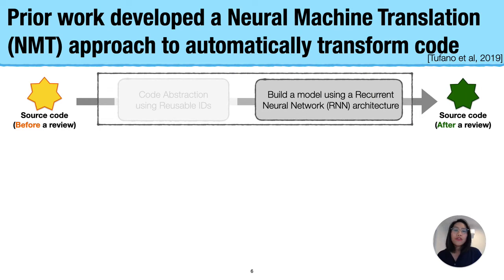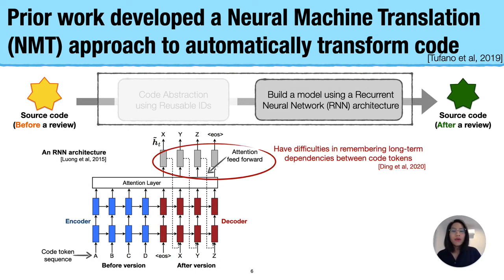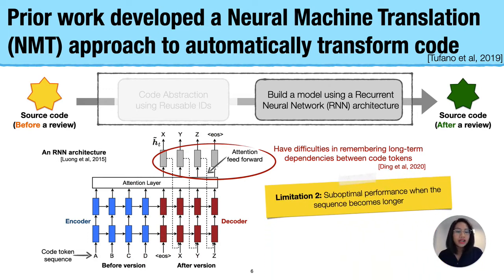Another limitation of the recent work is the use of the RNN architecture. Specifically, they use the RNN encoder-decoder architecture, which learns how the token sequence of the before version can be transformed into the after version. Moreover, they also leverage the feed-forward attention mechanism to capture the relationship between consecutive tokens. Again, this architecture seems to work very well. However, a recent study has raised a concern that the current attention mechanism might have difficulty remembering long-term dependencies between the tokens. Thus, the performance of the RNN architecture may be suboptimal when the sequence becomes longer.